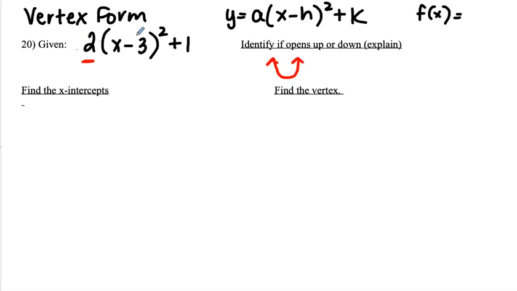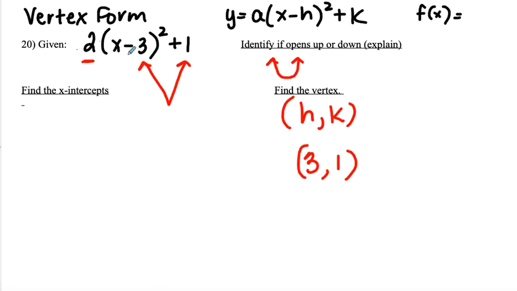Because it's vertex form, that means I can see the vertex very clearly as a constant in the equation. The vertex is (h, k). So in this case, it would be (3, 1). Now notice that this minus 3, if you think about it, is like the opposite sign, but the k has the same sign. So my vertex, the bottom, the minimum of the graph, is at (3, 1).